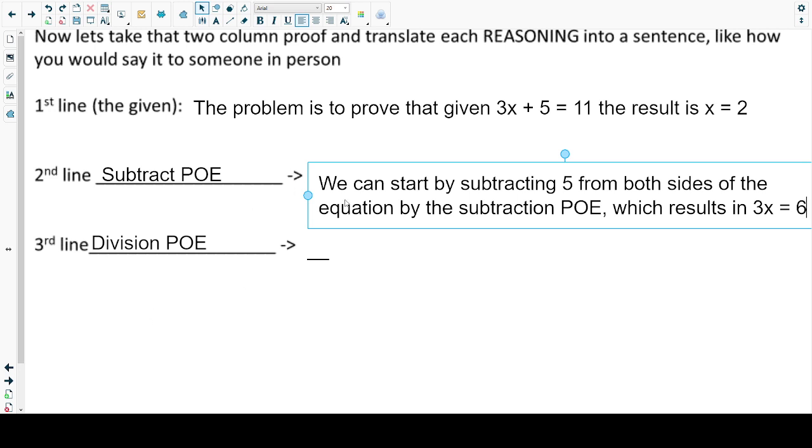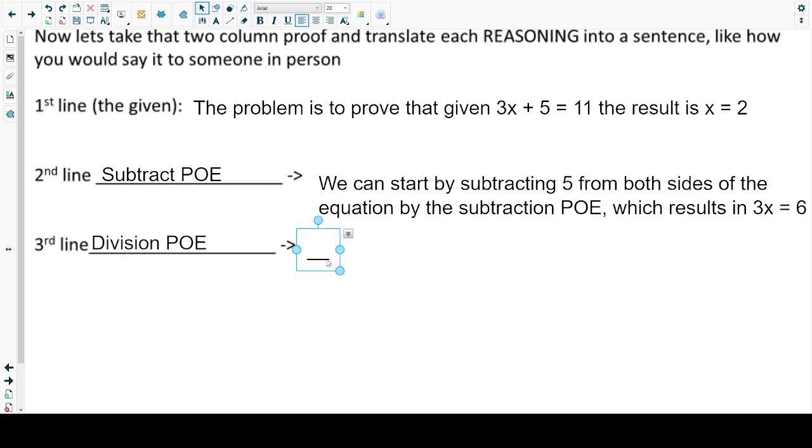So again, it's three parts. What did we do? We subtracted 5 from both sides. Why could we do it? Because of the subtraction POE. What did we get out of it? We got 3x equals 6. Again, three parts: what you did, why you could do it, and what you got. And the last one is the division. This is also where we're going to state that we're done, that we actually achieved the result there.